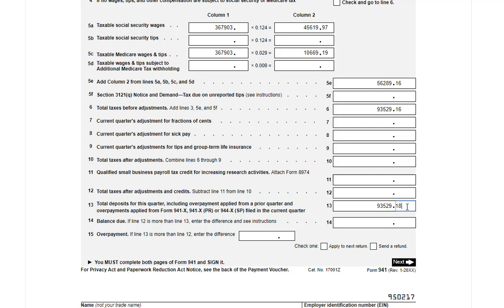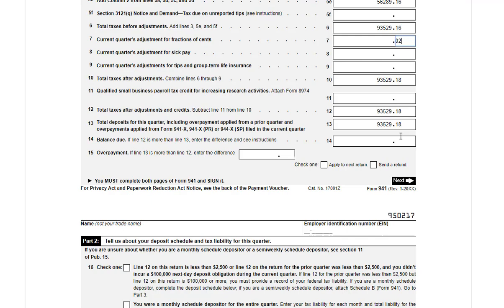Let's go back to line 10. The total taxes after adjustments would also be $93,529.18. And the same is true for line 12, $93,529.18. Then we go back to line 7, rounding. The difference between this number here in line 6, the 16 cents, and the 18 cents, 2 cents. And that's what we populate in line 7 for the rounding.